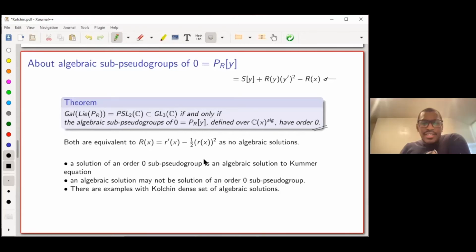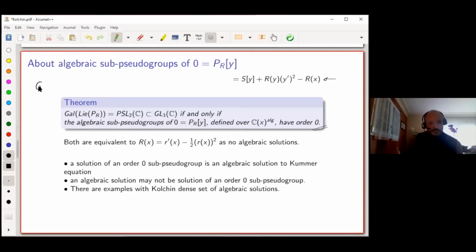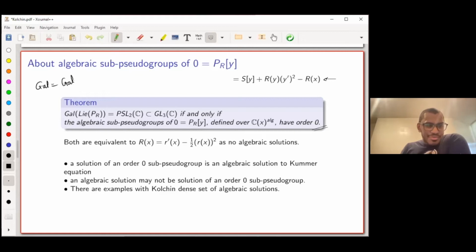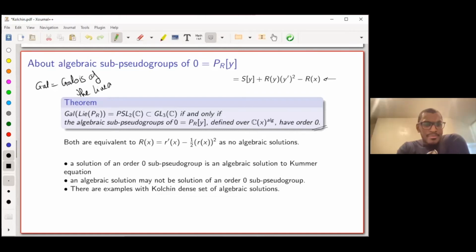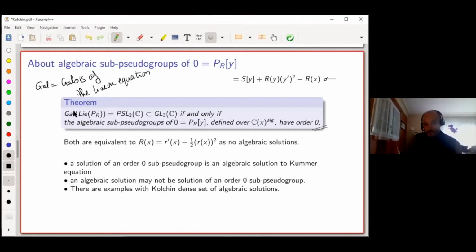So we have a question in the chat asking what Galois group. It's the Galois group of the linear equation. And this is funny, you see the Galois group is itself an algebraic group, so it has a Lie algebra. But here we are looking not at the Lie algebra of the Galois group, but the Galois group of the Lie algebra. And in fact, you can present this PR as a Galois group of something else.